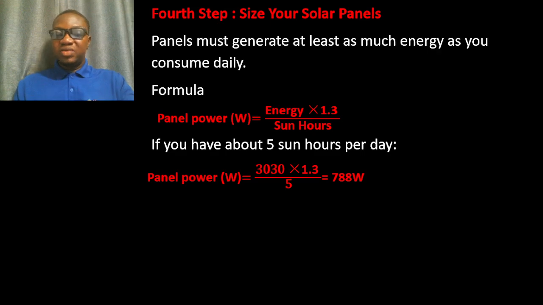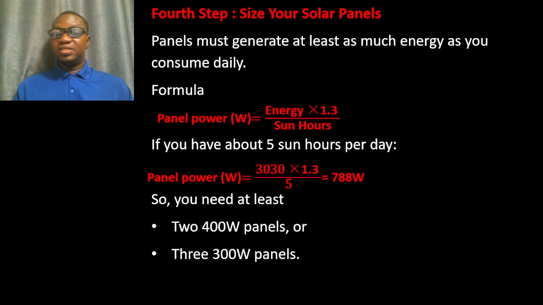So at the end of it, our calculation gives us 788 watts. So it is very, very simple to know how many panels you will be using. If you are using a 400 watt panel, you divide this 788 by 400. You see that you'll be using two panels. If you are using 300 watt, divide 788 by 300, you see that you'll be using 3 panels, because you are going to round it off to get something whole. So you understand, it is very, very simple.